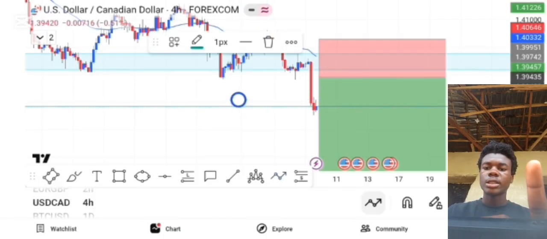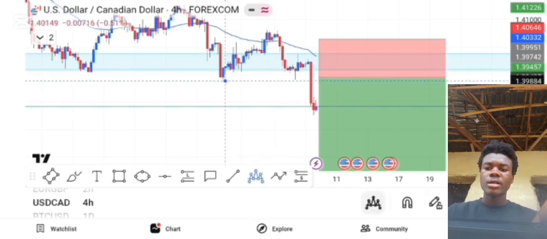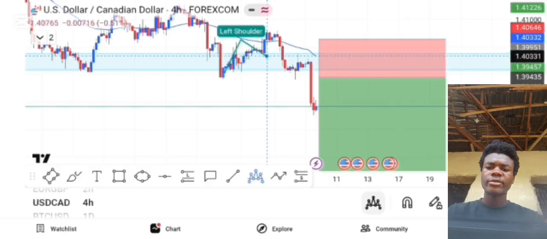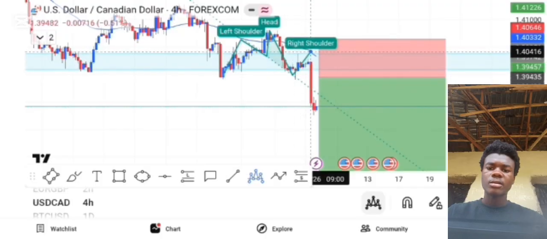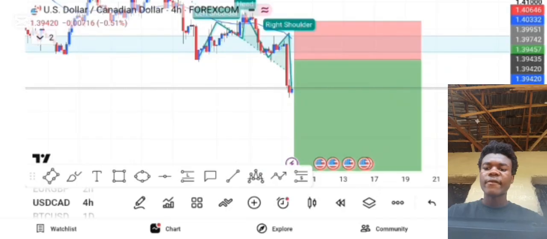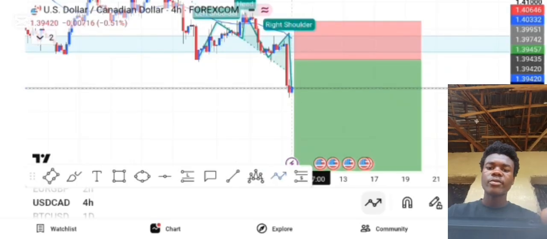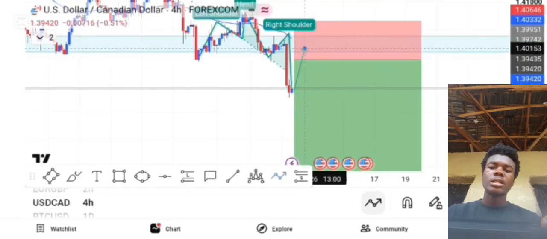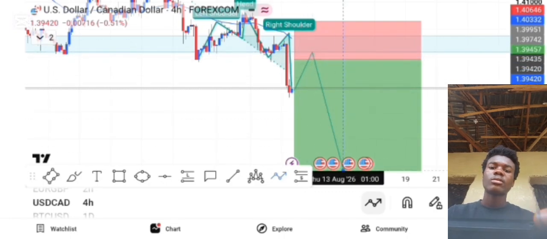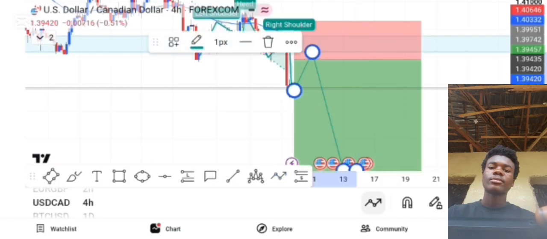On the 4-hour time frame, you can see we have a left shoulder, head, right shoulder. So what I'm expecting in the 4-hour time frame is a very beautiful pullback. Then I will be needing a pullback to this area, retesting this area, then give me my rejection, retesting the neckline of the head and shoulders, then I might have the trade to the downside. That's all I plan in USD CAD.